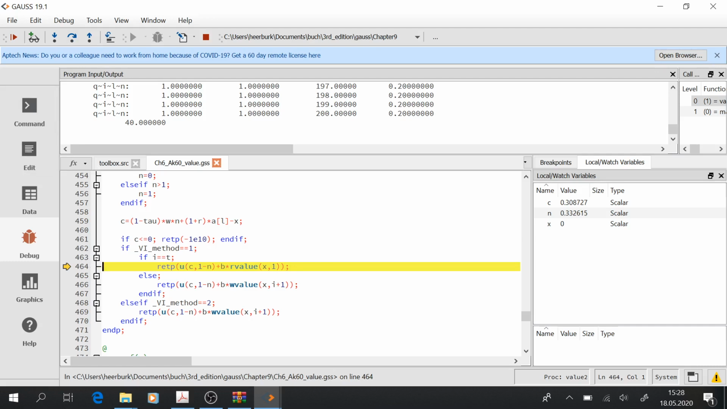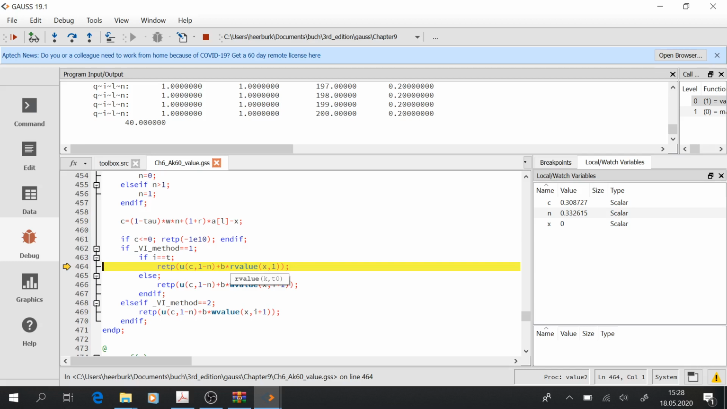Now we have to distinguish between the case that next period we are retiree. Therefore, we need to use the value function of the retired, R value, at age 1 in retirement, which means age 61 in real life, the first period of retirement. In case we have a worker whose age is below 40, we get to this line here, and there we have to compute the Bellman equation with the help of the value function of the worker, W value. So these two cases need to be distinguished.